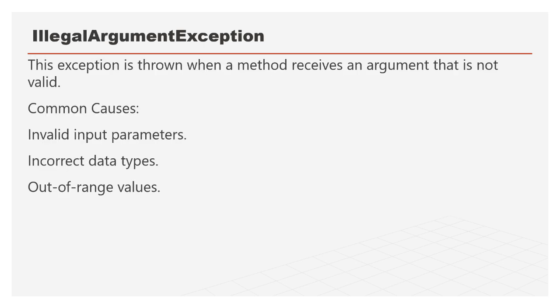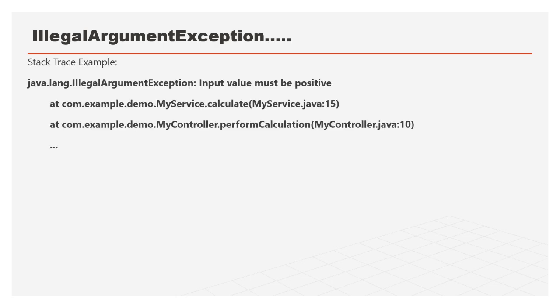Illegal argument exception. This is one of the common exceptions which is thrown when a method receives an argument that is not valid. Let's say you have invalid input parameters, incorrect data types, or a value that is out of range. Then this particular illegal argument exception is thrown.